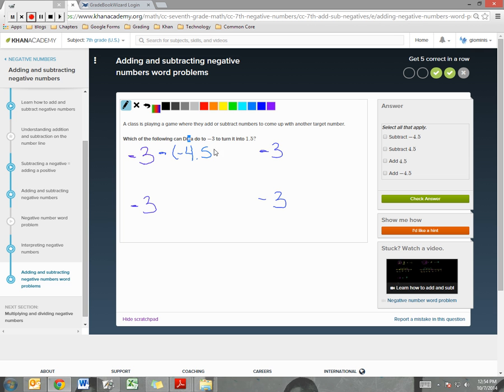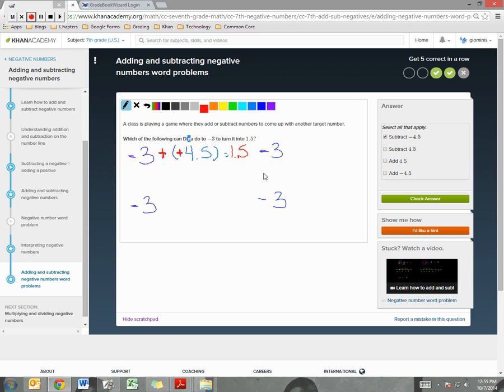First thing I notice is I have subtraction. So I think of keep, change, change: that subtraction becomes a plus, and the opposite of negative 4.5 is positive 4.5. So now all of a sudden we have positive 4.5. We're taking away 3, so that means Dina has 1.5. Hey, that works. Check. But before I hit check the answer, look what it says. Select all that apply, meaning there's more than one answer.